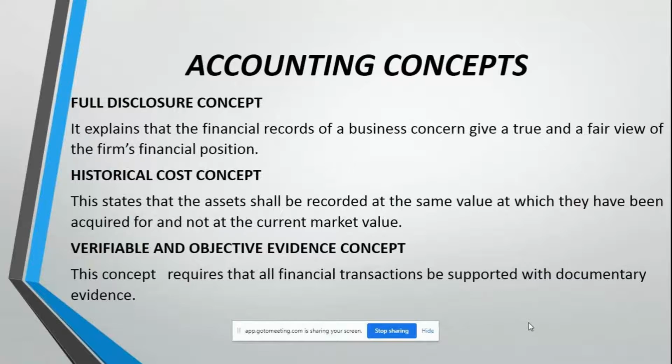The next one we have is the full disclosure concept. We have the historical cost, and we have the verifiable and objective evidence concept. So, if I talk about the full disclosure concept, what does it mean? The full disclosure concept explains that the financial records of a business concern give a true and fair view of the firm's financial position.